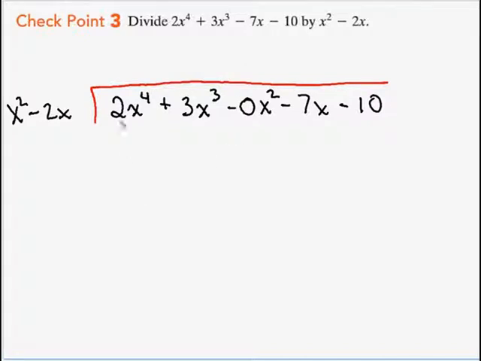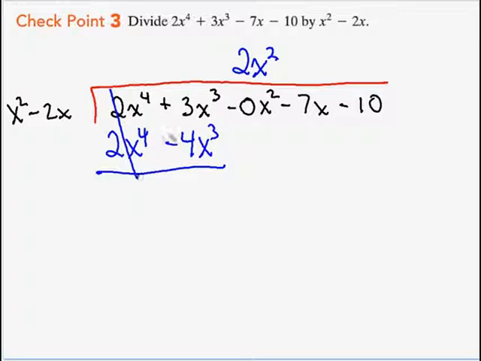All right. We'll think about it this way. What is 2x to the 4th divided by x squared? Well, the 2 would stay, and x to the 4th over x squared is x squared. 2x squared. So 2x squared, I put it right over the other squared term. 2x squared times x squared is 2x to the 4th. And then 2x squared times minus 2x is minus 4x cubed. And we subtract. So when we subtract a negative, that'll turn into a plus.